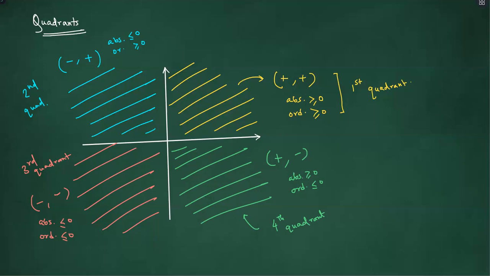Any point which is in the first quadrant is always going to be two positive numbers. Any point which is in the second quadrant is always going to be a combination of a negative x-axis number and a positive y-axis number. Similarly for the third quadrant and fourth quadrant. I hope this is clear to everybody over here.